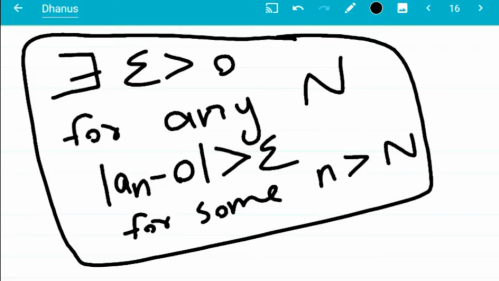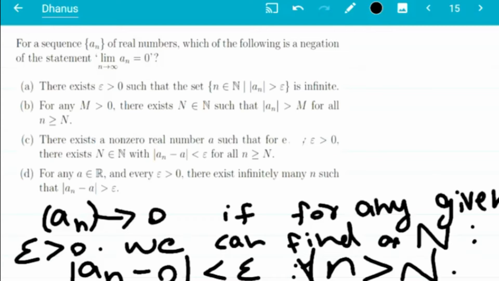First option: there exists epsilon greater than 0 such that the set of an greater than epsilon is infinite. That is a possible answer, because if we choose any N, the set is infinite. That's why there will be an n greater than this capital N such that mod an minus 0 will be greater than epsilon. That's why the first option is true.